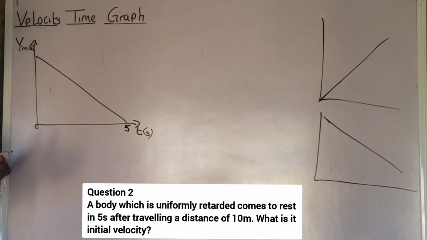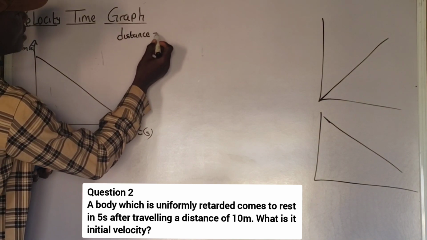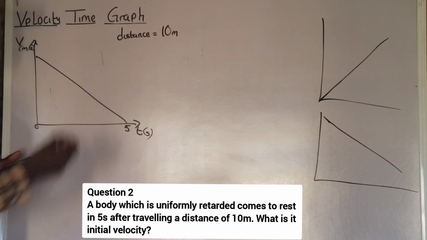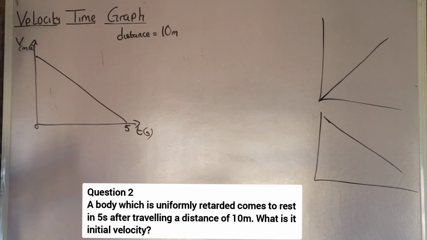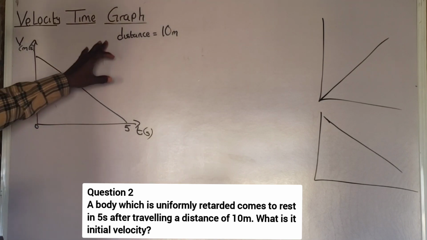And because the question says that the body comes to rest in 5 seconds, here will be 5. Do you understand? So we are told to calculate the initial velocity, and they gave us that the distance covered is 10 meters. So the distance covered equals 10 meters. How do we calculate the initial velocity? Please kindly pay attention. The initial velocity of this body is the height. You understand? You see, the parameters that you are given in the question will define what you are going to use. Pay attention.